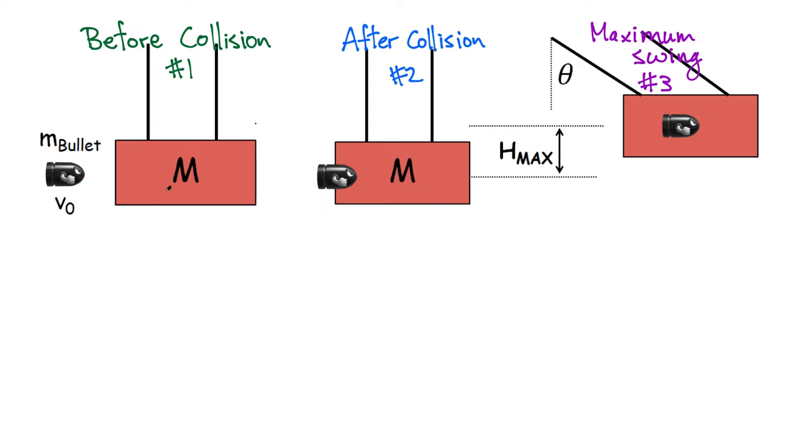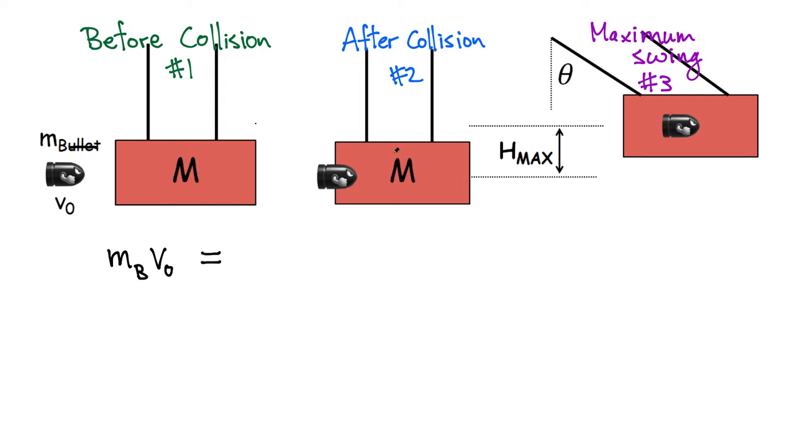All right, so let's have a look at this one. Before the collision, we're going to have some linear momentum. Just to write this shorter, I'm going to write the mass of the bullet as mb, and its velocity is going to be v0. So before the collision, I have the momentum of the bullet, which is mb multiplied by v0. And that's it. This block is not moving, so there's no need to add its linear momentum.